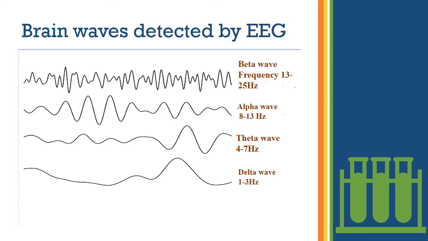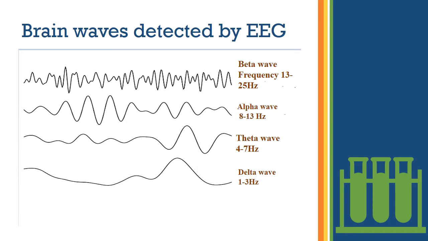Each up and down slope is called a wave. Each one of these we call a wave. This is a wave, this is a wave. So according to the number of waves in a second we can know the type of waves. For example, the beta wave is when its frequency, meaning the number of waves in a second, is about 13 to 25 hertz. Hertz is the unit used for frequency.